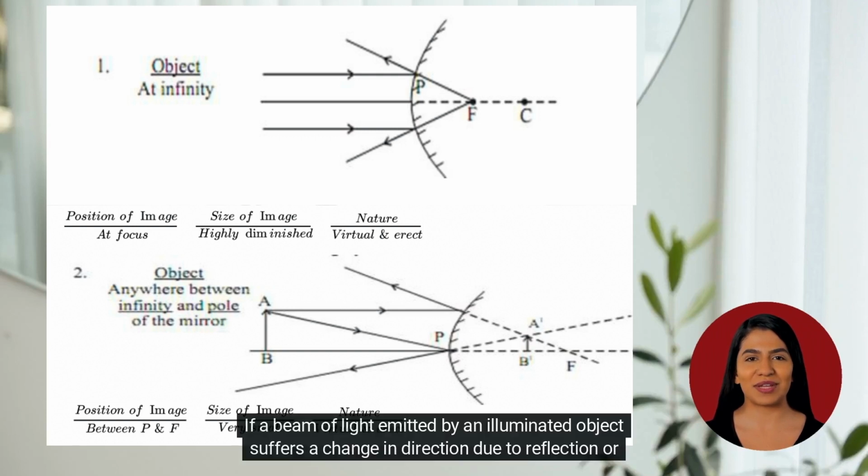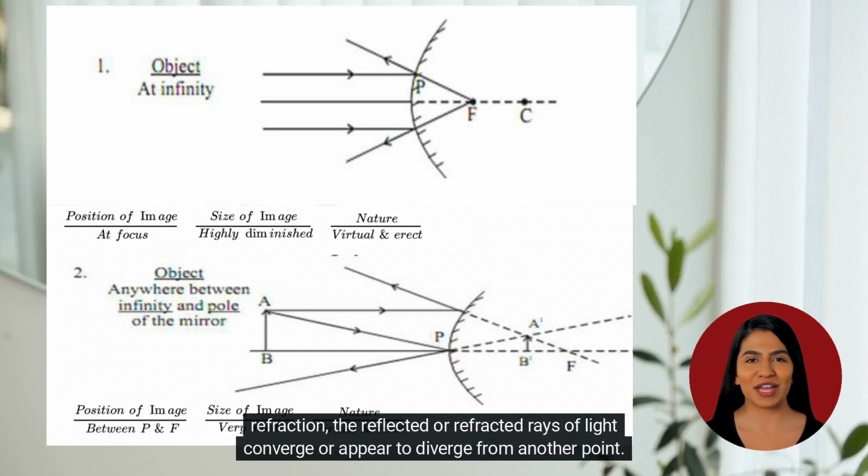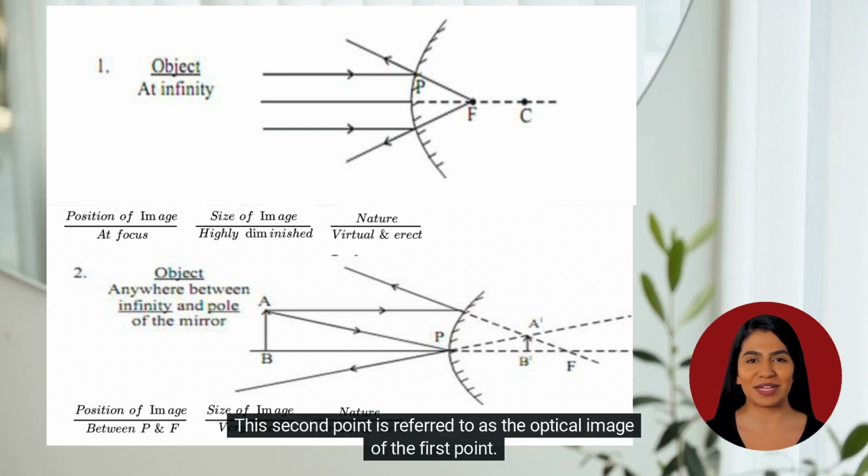Optical image. If a beam of light emitted by an illuminated object suffers a change in direction due to reflection or refraction, the reflected or refracted rays of light converge or appear to diverge from another point. This second point is referred to as the optical image of the first point.